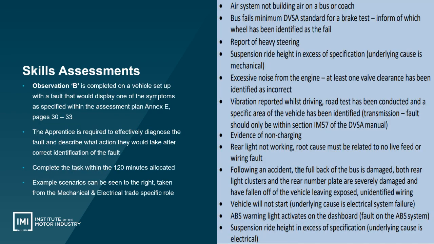Observation B requires the apprentice to diagnose and identify a fault on the vehicle. They are also required to describe and document what actions they would take to rectify the fault. The apprentice is allocated up to 2 hours to complete this task. All skills assessments are observed and graded by the independent IMI assessor. Once again, additional information relating to this assessment type is available within the assessment plan and is referenced on this slide.